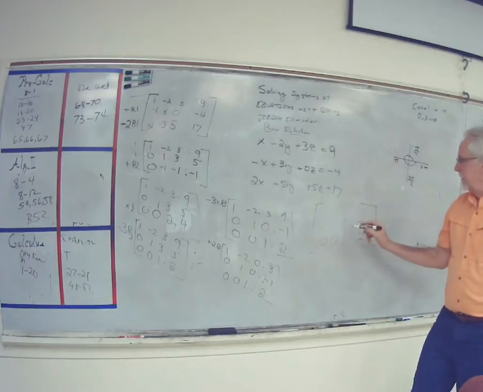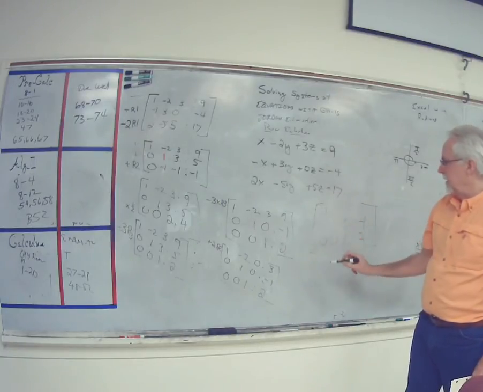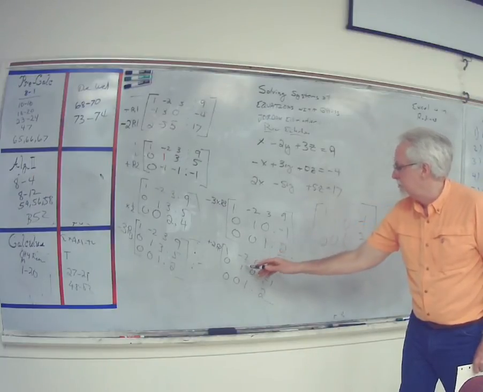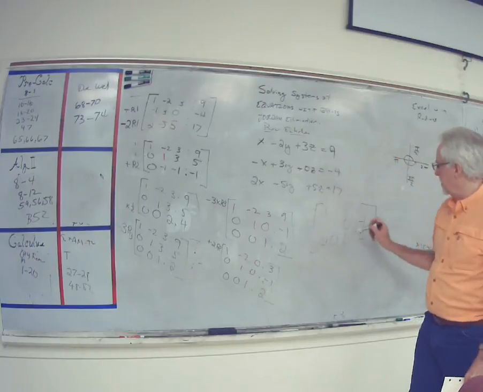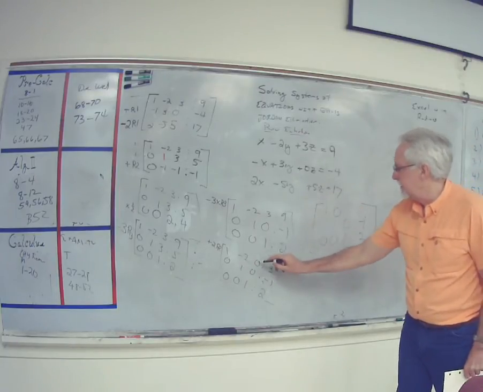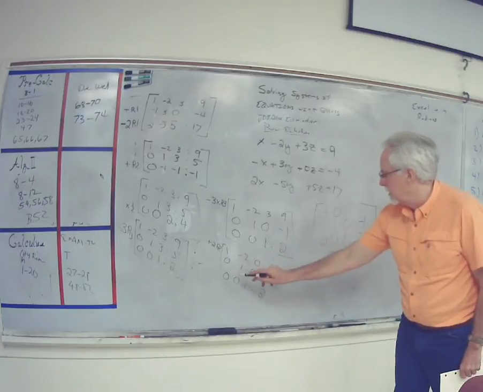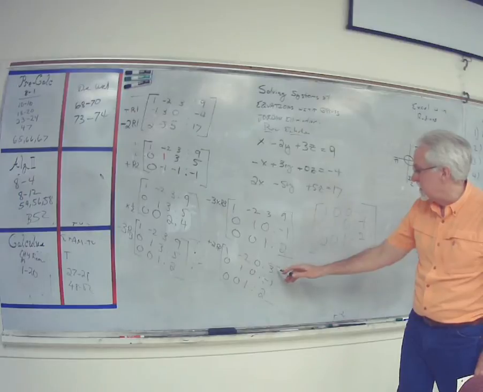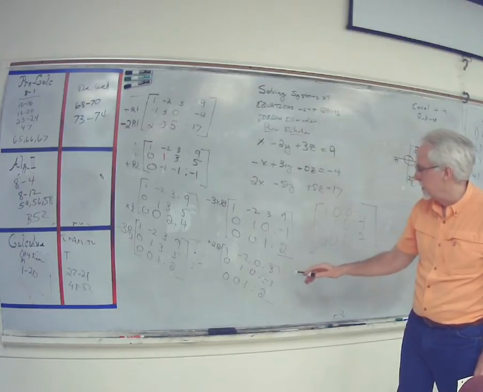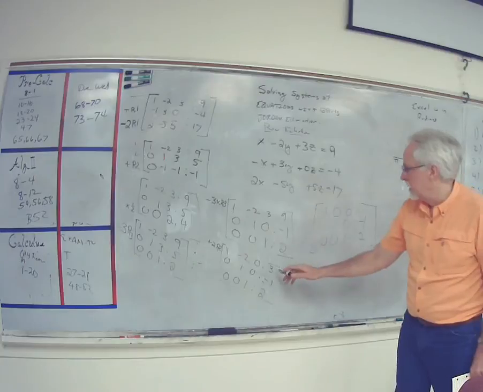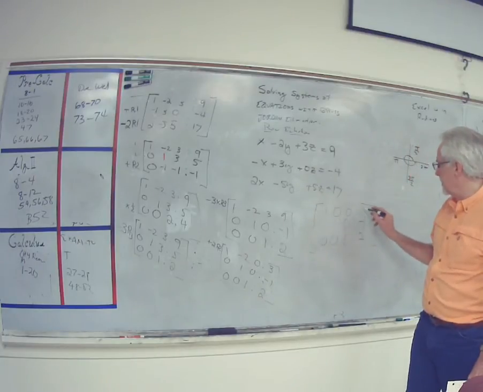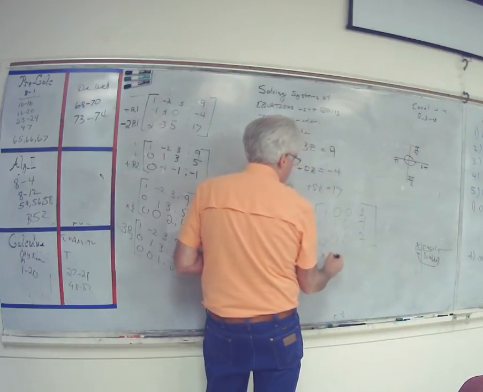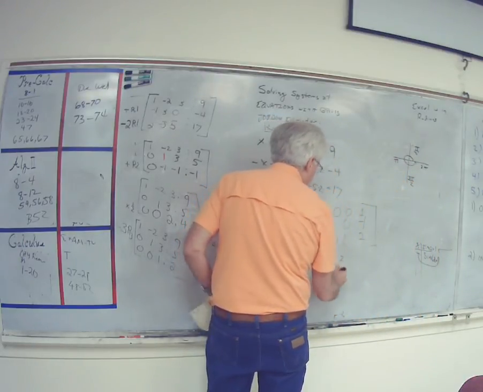Yes, sir. So now what are we going to do? This one is going to be 1. Okay, so I've got the 1. Now I'm going to add 2 times row 2. So I have minus 2 plus 2, which is 0. And now I have 0 plus 2 times 0, which is 0. And now we got to be careful on this one. We're almost done. We have 3 plus negative 2, so it's 1.